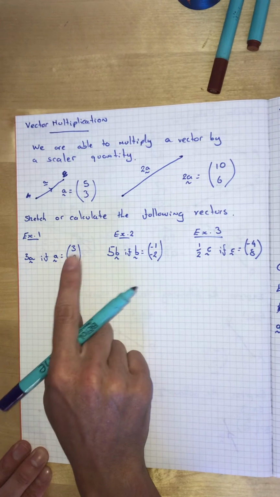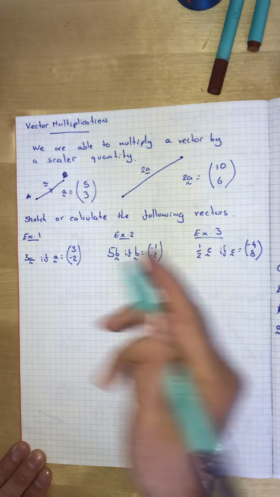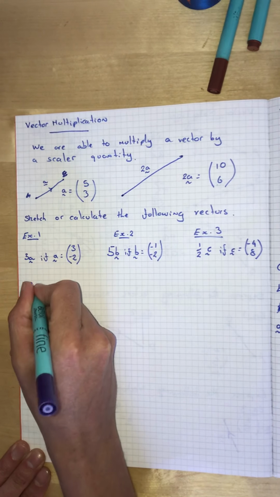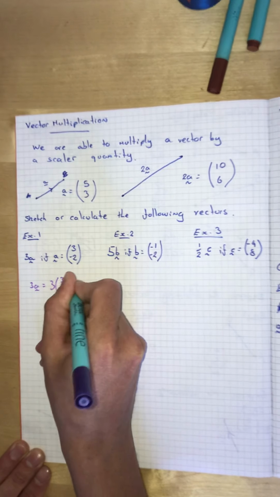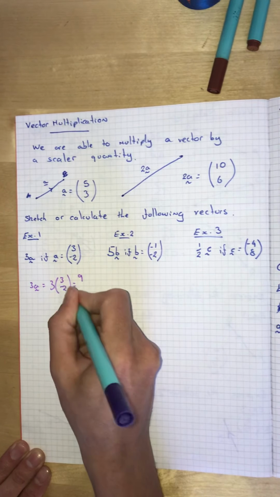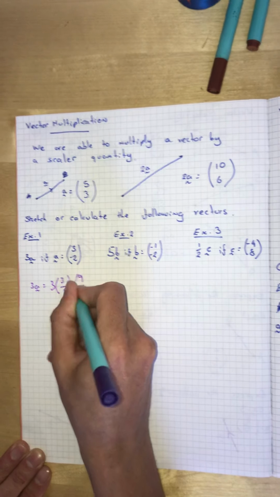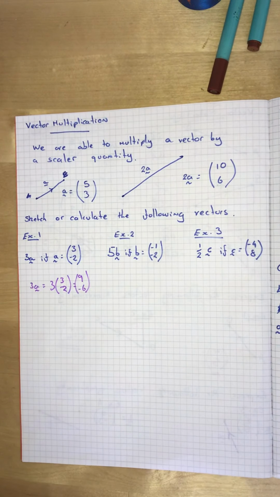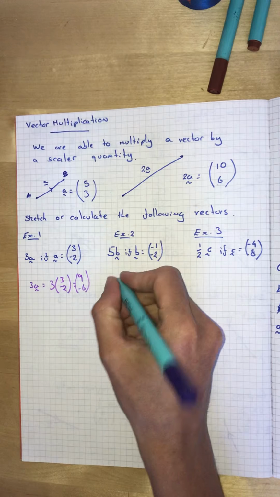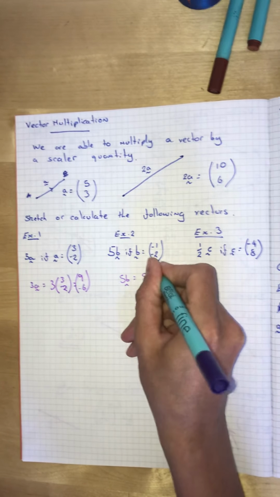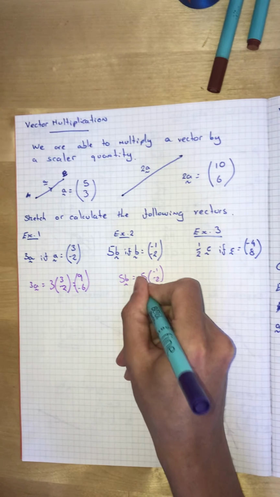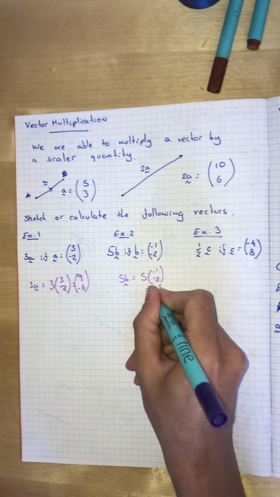3a, if a is the vector 3, negative 2, well, all we need to do is 3 times 3, negative 2. 3 times 3 is 9. 3 times negative 2 is negative 6. 5b, b is negative 1, negative 2. So we get negative 5, negative 10.